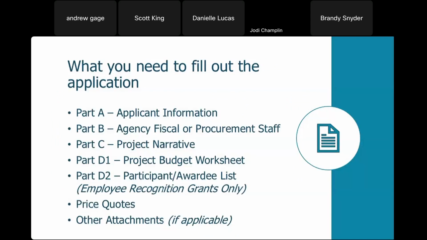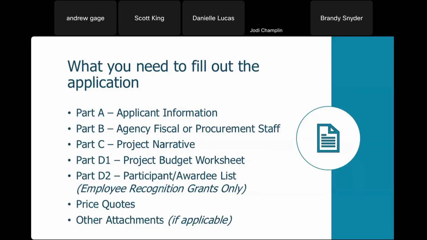There are a few things you'll need to fill out on the QWL grant application. The application is split into parts that make them easier to remember. Part A is applicant information. Part B is the agency fiscal or procurement staff. Part C is your project narrative. Part D1 is the project budget worksheet. Part D2 is the participant or awardee list. This would be used for employee recognition grants only. Then your price quotes and any other attachments that may be necessary.